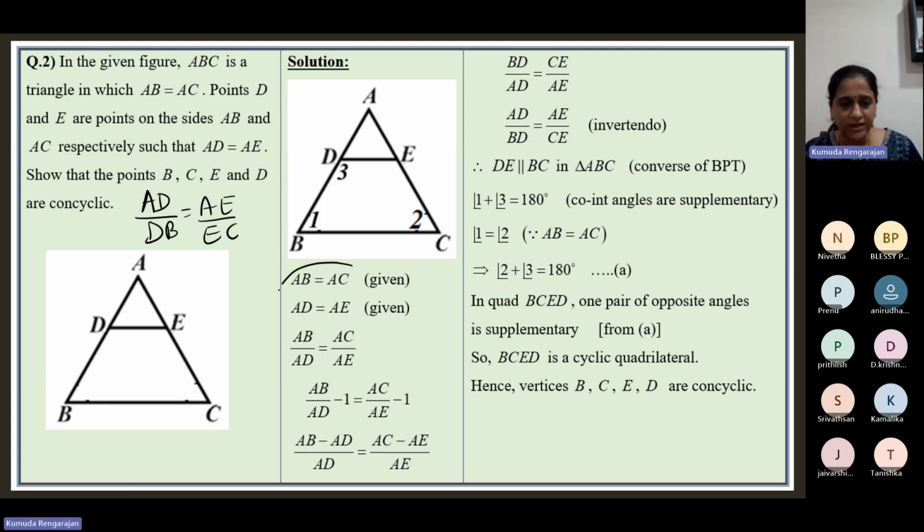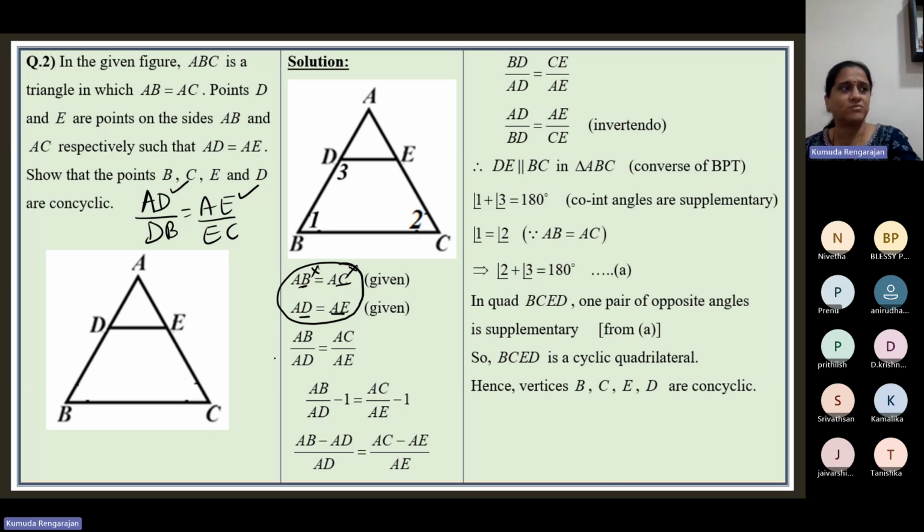Now, look at these 4 line segments. Which are the line segments you want? AD, yeah, I want AD. AE, yes, I want AE. AB, no, I don't want AB. I don't want AC. What you don't want, keep them in the numerator. What you want, put them in the denominator. That is a rule, because the numerator will change, the denominator will not change.